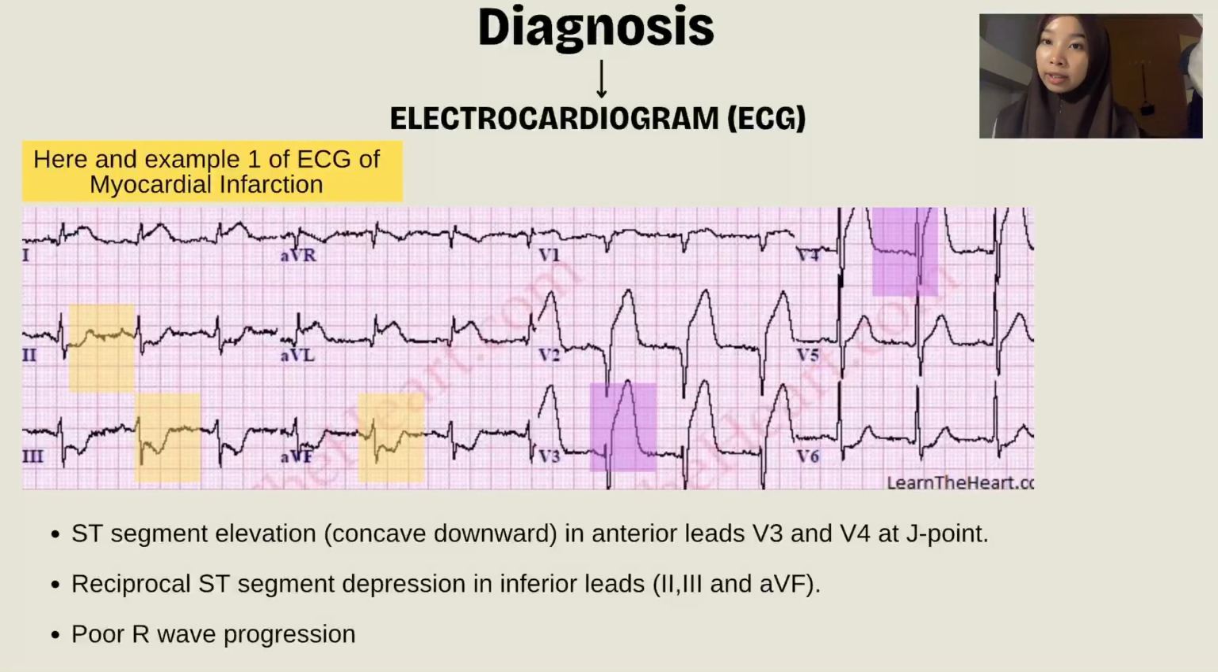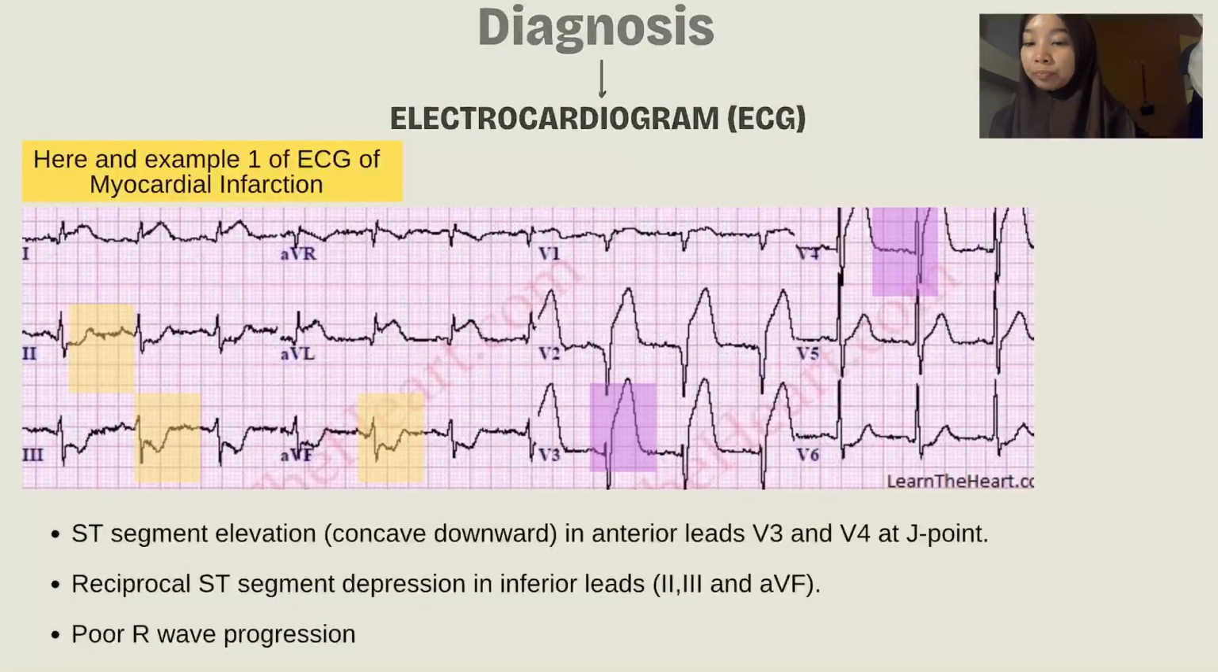Then we'll be going to the diagnostic tests for a patient diagnosed with myocardial infarction. One of them is the electrocardiogram. Here is one example of an ECG of a myocardial infarction patient. As you can see here, this is a diagram of a 12-lead ECG. In the purple color is the ST segment elevation, which is concave downward in anterior leads V3 and V4 at the J point. Then the highlighted yellow color is reciprocal ST segment depression in inferior leads II, III, and aVF. In this ECG also, we have poor R wave progression.